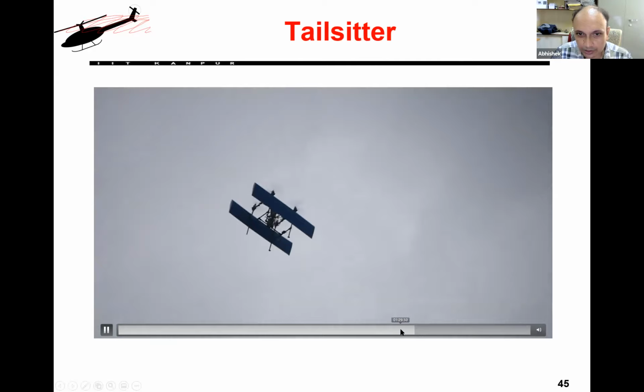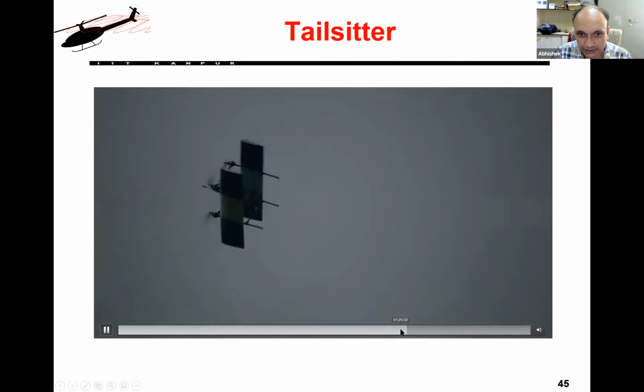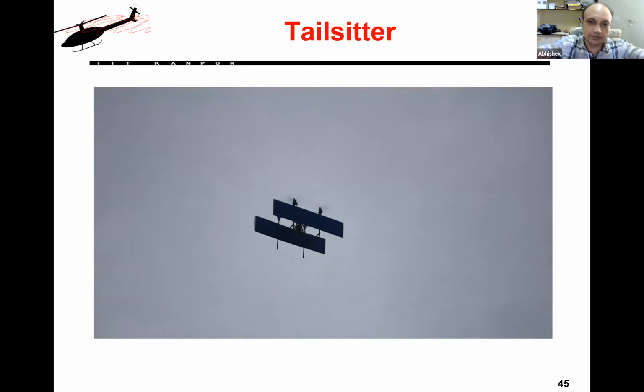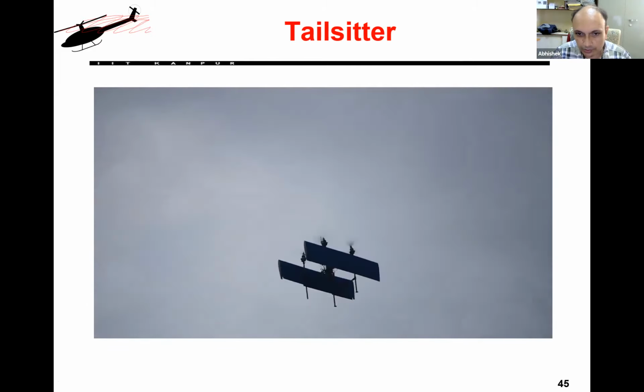So now you can see how it does back transition, which is also almost instantaneous. You see, just at almost full speed, it turns back and goes back to the hovering mode.